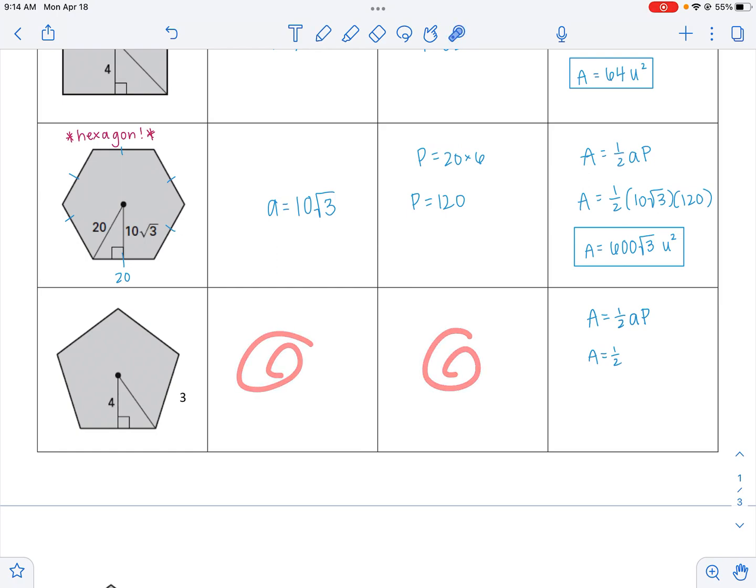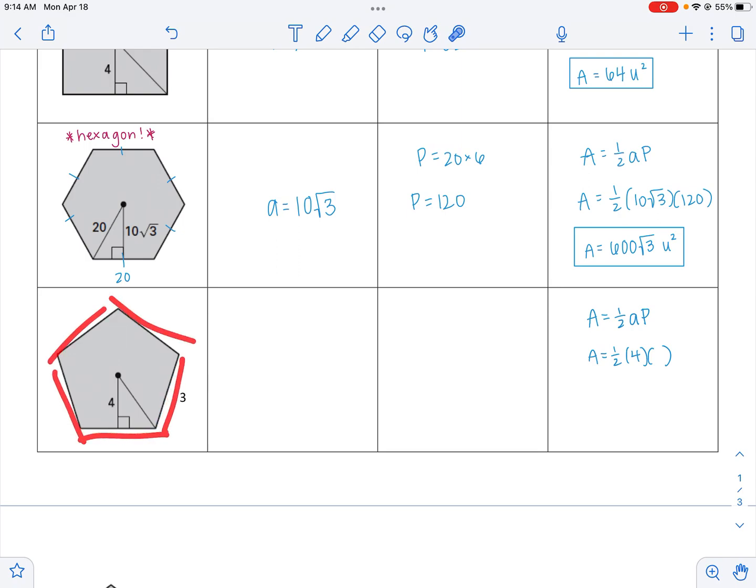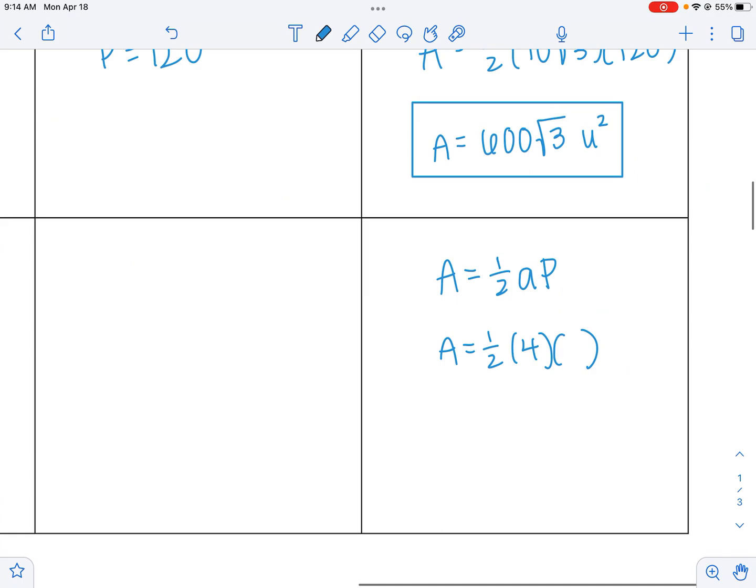And I don't have to fill in these boxes, but you can if you want to. So 1/2 the apothem would be 4. And then a lot of people say that the perimeter is 3. Be careful. I want you to think about that. Well, the perimeter is not 3. That's one side. So if one side is 3 and this is a pentagon, well, then the perimeter would be 15.